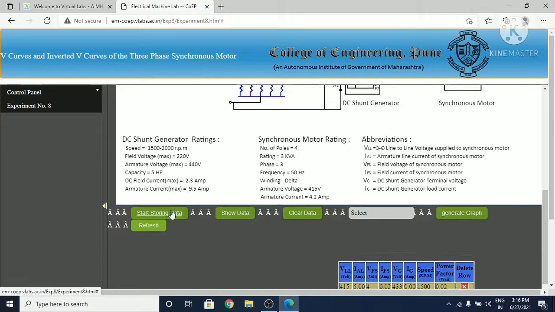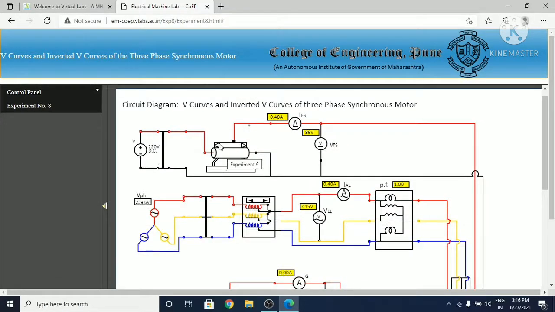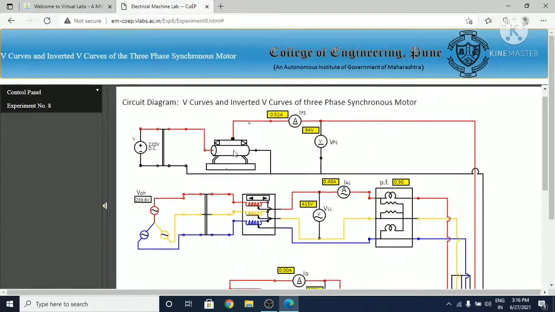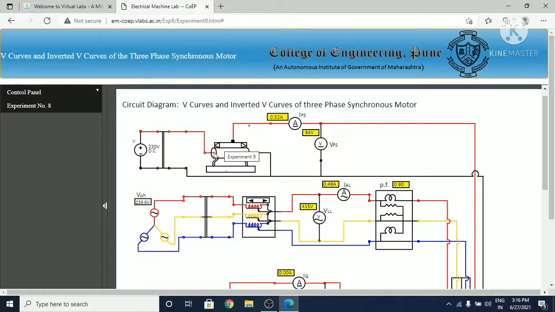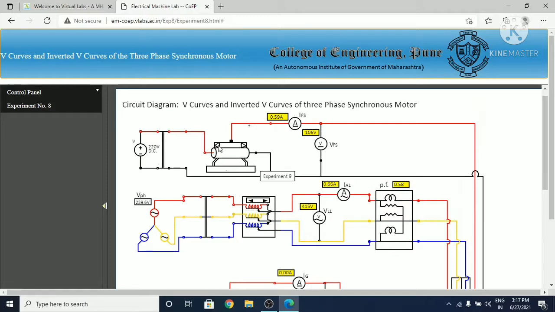Once we show it in the graph, you can clearly understand. Here you can see that as I keep on increasing the field current, the stator current increases and the power factor reduces. This shows the V and inverted V curves. I keep on increasing the field current, and the current also increases.